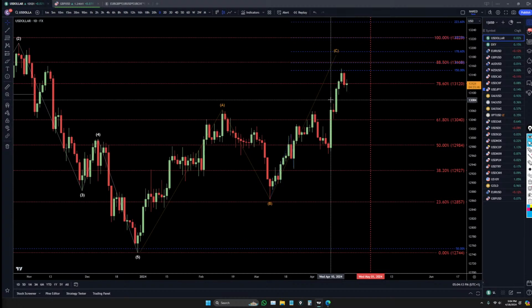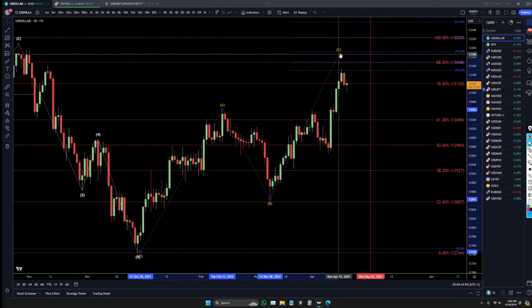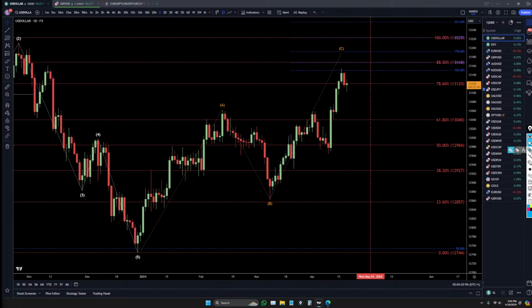So, let's start off real quick with the US dollar analysis, because I am a big believer that if you actually know what the US dollar is doing, then you pretty much know what all the US dollar pairs are doing, except for maybe gold, because gold kind of does whatever it wants to do. But besides that, if you know what the US dollar is doing, then you kind of know what all the US dollar pairs are doing also.